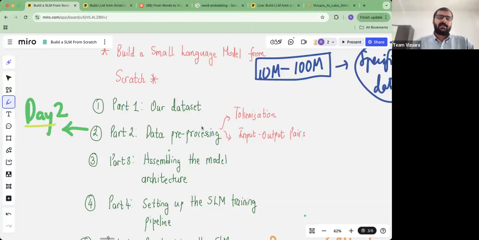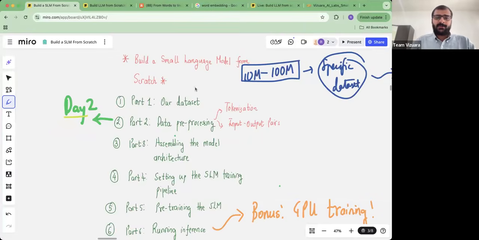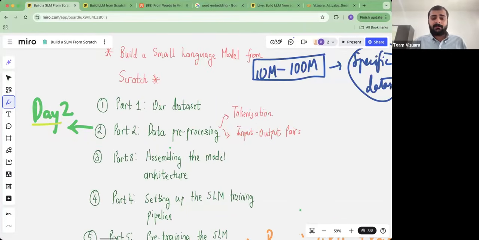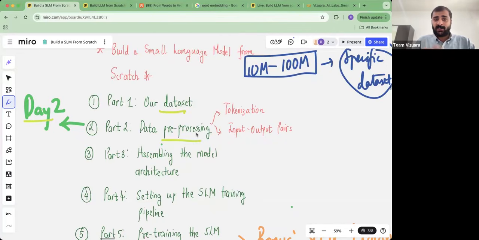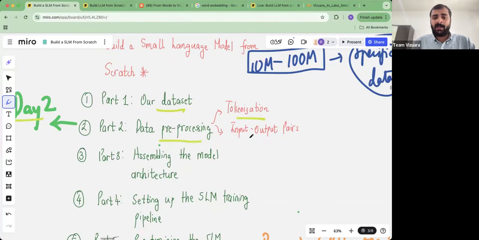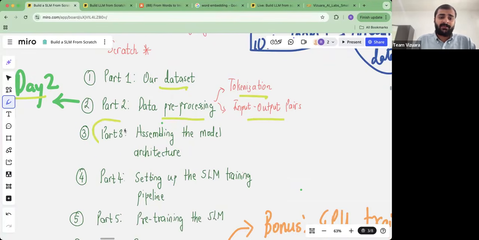All right, so let us get started with today's lecture. In the last lecture, we looked at dataset loading and dataset pre-processing, especially with respect to tokenization and input-output pairs. Today, the entire lecture is on part number 3, which is assembling the model architecture. Think of this lecture as creating the brain of the small language model.